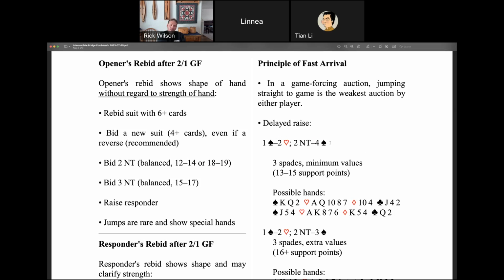And if we had just gone 1 spade, 4 spades, that would be a preemptive jump to game, less than an opening hand. If we did 1 spade, 2 hearts, 2 no, 3 spades here, that's going to show 3 card spades with slam interest, 16 or more points.